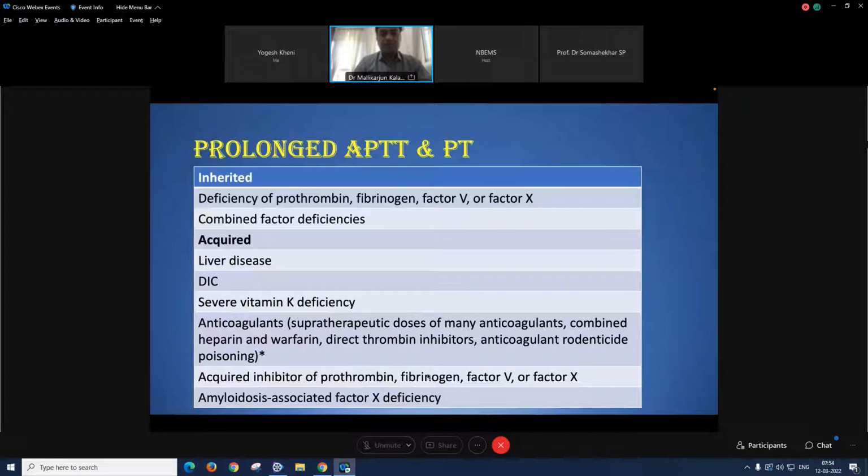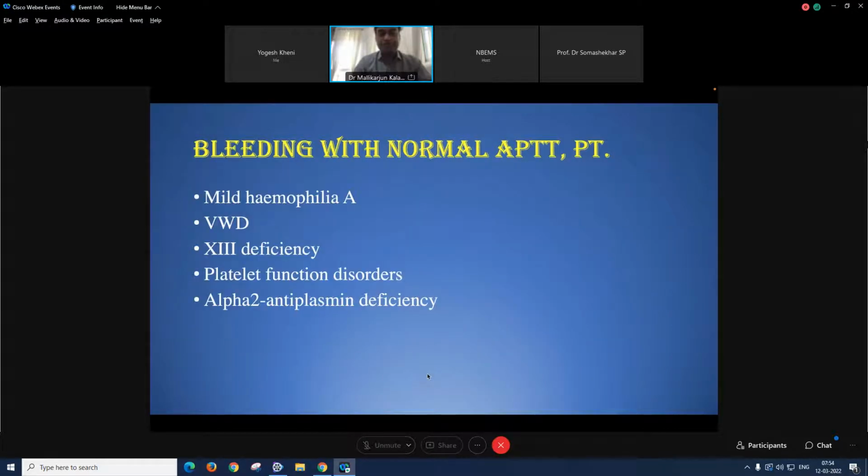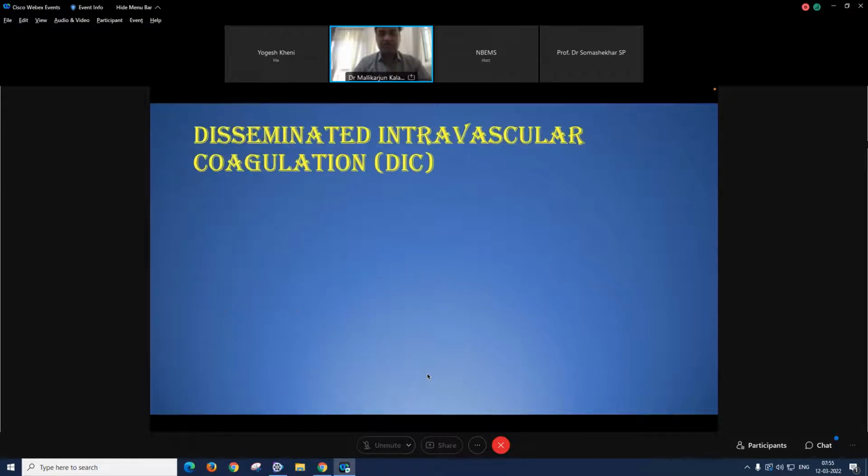Both PT and APTT prolonged is more likely to be a combined deficiency of factors or afibrinogenemia, but it is also likely to occur in DIC, in patients on direct oral anticoagulants, and in a very ill patient with amyloidosis and factor 10 deficiency. Another thing is sometimes a patient may have all of those screening tests absolutely normal and yet may have a bleeding disorder, and that is likely to occur in hemophilia, von Willebrand disease, factor 13 deficiency, platelet function disorders, and alpha-2 antiplasmin deficiency. So these are the situations wherein patients may have a significant bleeding disorder, but the screening test is absolutely normal.